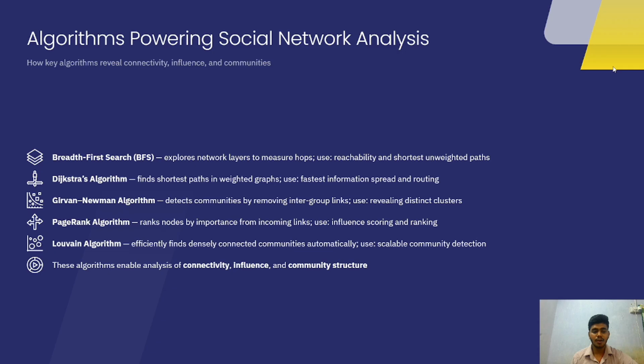The PageRank algorithm ranks nodes by importance using incoming links. It helps identify important users, similar to how Google ranks web pages. Let's move to the next one. The Louvain algorithm finds communities automatically and works effectively for large networks. Let's move to the next slide.